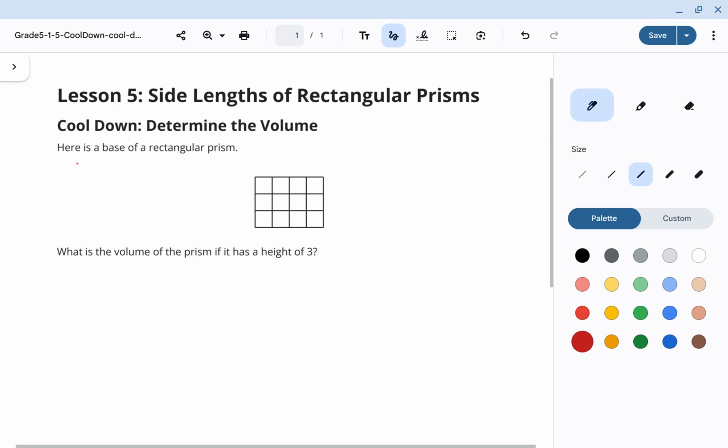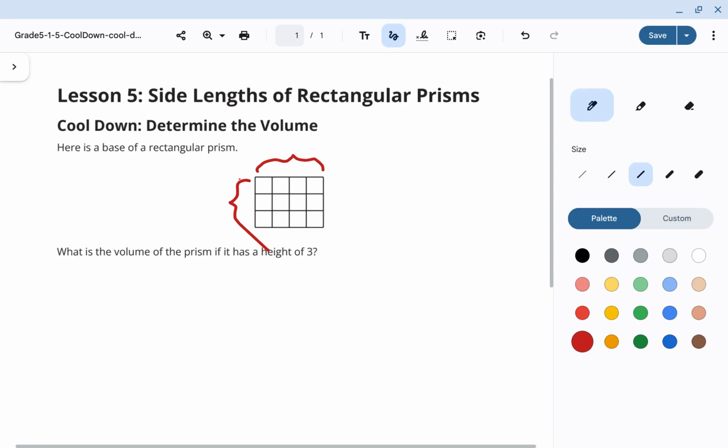So we're starting here where it says, here is the base of a rectangular prism. So if I'm looking at the base here, I want to know really what are the side lengths. So I'm going to find the side length of this side over here, and then I'm going to find the side length of this side over here. And again, we can think about that almost like an array.